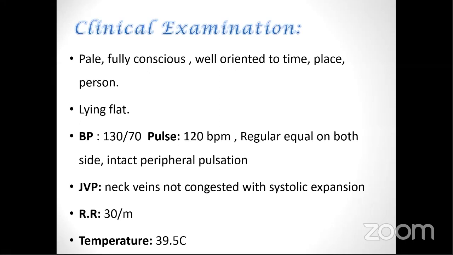His clinical examination revealed a patient with pallor, but he was fully conscious, well oriented to time, place, and persons. He was lying flat, comfortably in bed. Blood pressure was 130/70. Pulse was 120 beats per minute, regular, equal on both sides, with intact peripheral pulsation. His neck veins were not that congested, with systolic expansion, respiratory rate 30 per minute, and temperature of 39.5 most of the time.